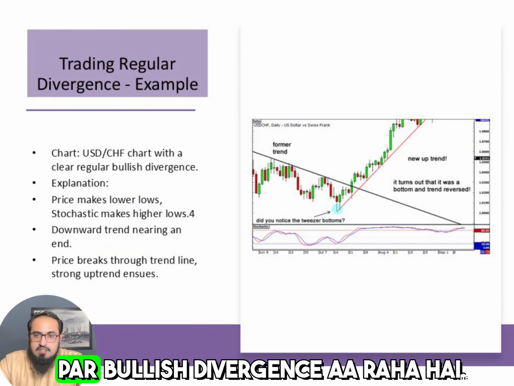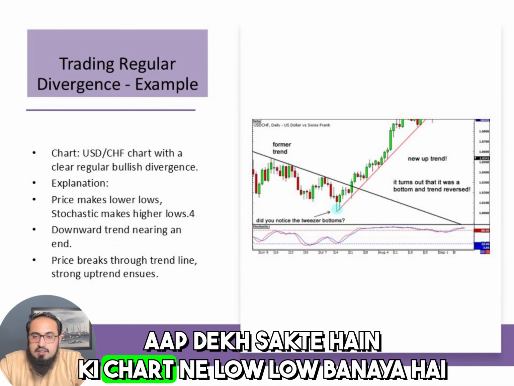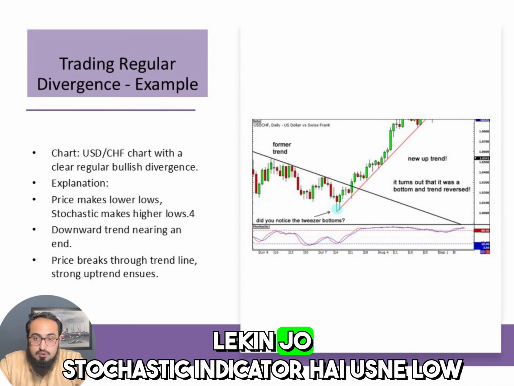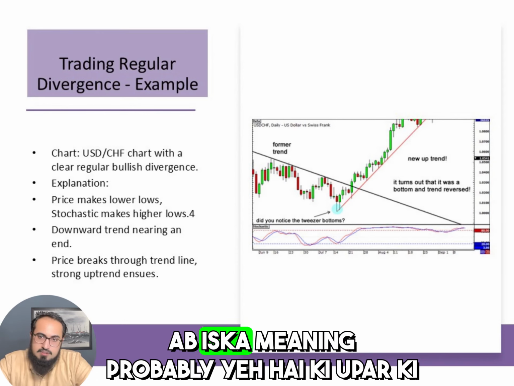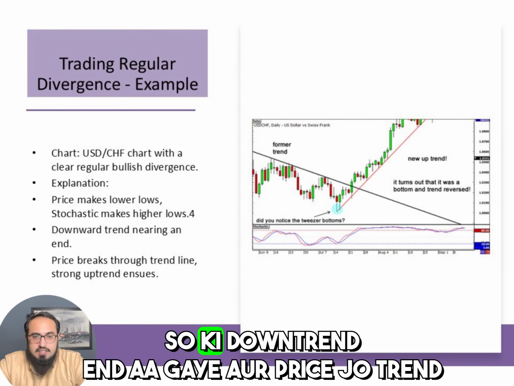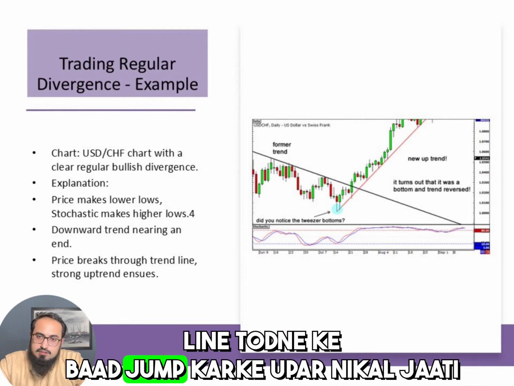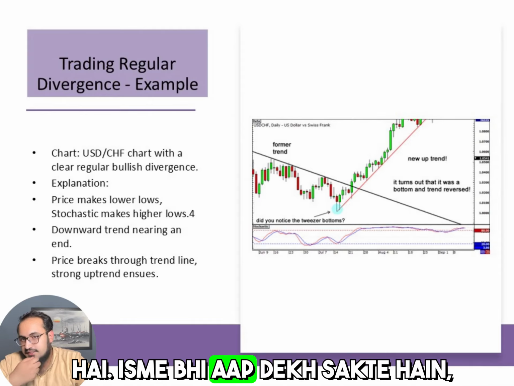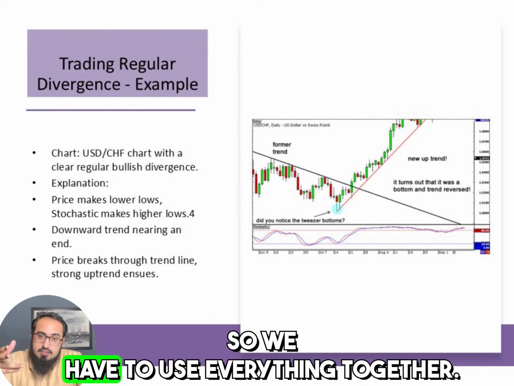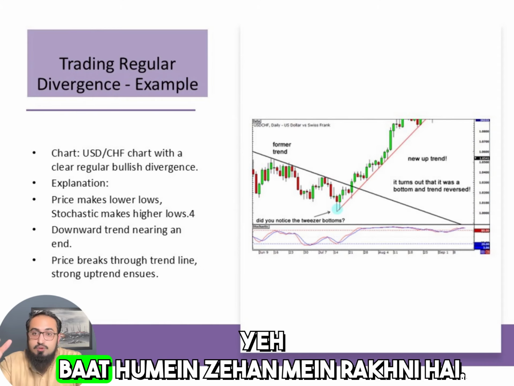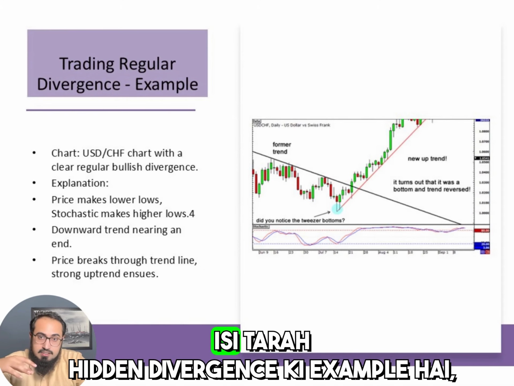Regular divergence. Here, the chart is also showing divergence. You can see that the chart has made a lower low, but the stochastic indicator has not made a lower low. Now, what does this mean? This probably means that a breakout upwards has occurred, leading to a reversal, so the downtrend has ended. And after stabilizing, the price starts moving upwards. In this, you can also see the use of trend lines or also use candlestick patterns. So we have to use everything together. We have to keep this in mind.